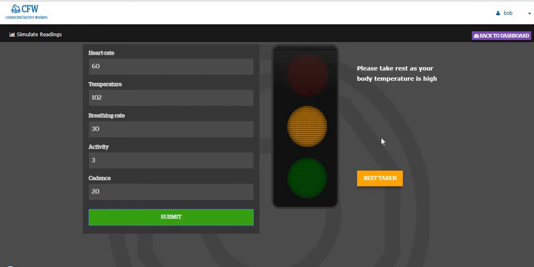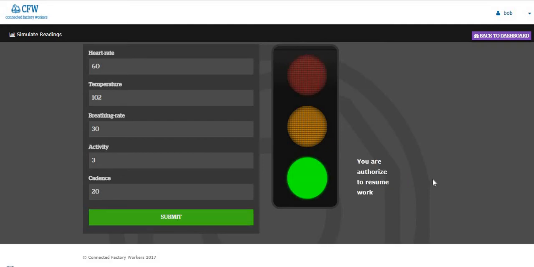Hi, please take rest, John. You have fever. Your body temperature is 100 degrees. As you can see, the backend of the AWS says that he is having a fever, so that the supervisor will come to know that Bob has to take rest. So he is sent either for a rest or a day off. We can reset the simulation by pressing this button, rest taken. This is an indicator that now he is healthy and he can resume work.